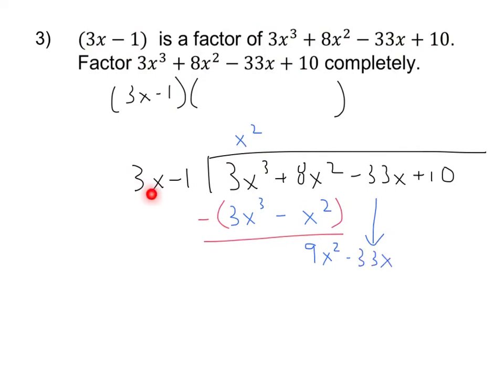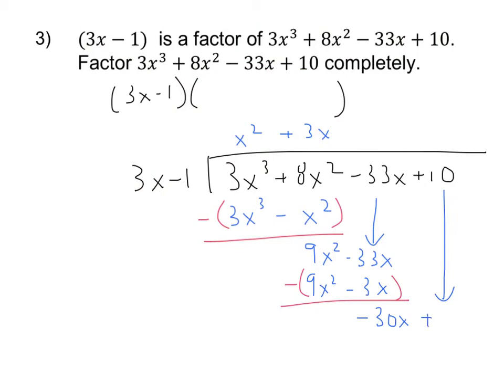Now 3x minus 1 going into 9x squared minus 33x is going to go in positive 3x times. So if we multiply 3x by 3x minus 1, that's going to give me 9x squared minus 3x. Let's go ahead and subtract. When we subtract that, that's going to give me negative 30x. And then let's bring down this 10.